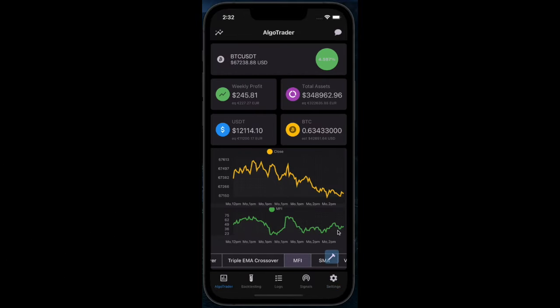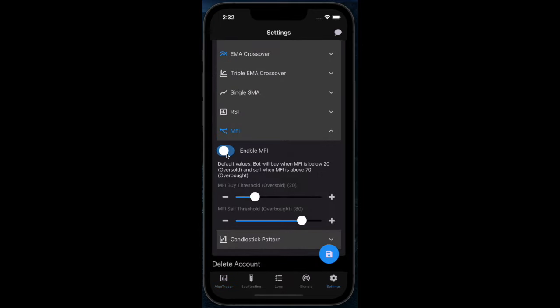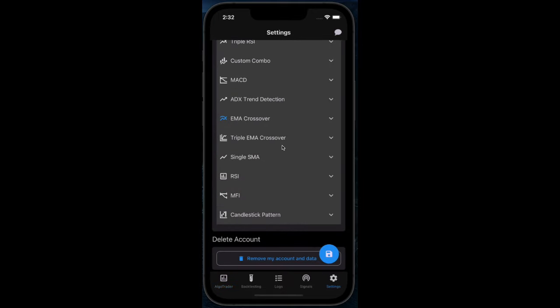Money Flow Index, or MFI for short, works similar to RSI as it ranges from 0 to 100, but it also takes trading volume into account.